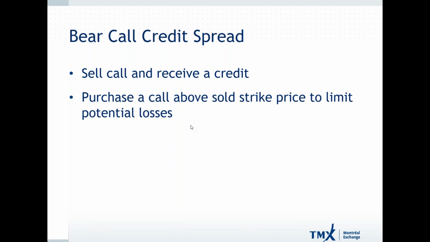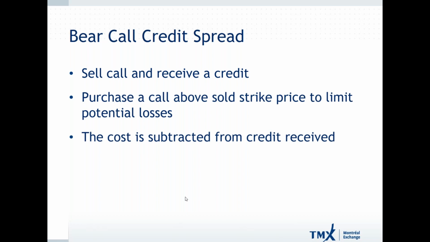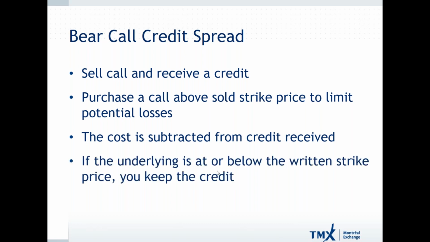So the follow-up to that, in order to create the spread and to manage the risk exposure, is we're going to then purchase a call option above the sold strike to limit the potential loss. What happens is the cost of that call option that is positioned above the sold strike is subtracted from the credit that we've received. If the underlying is at or below the written strike price, we keep the credit.